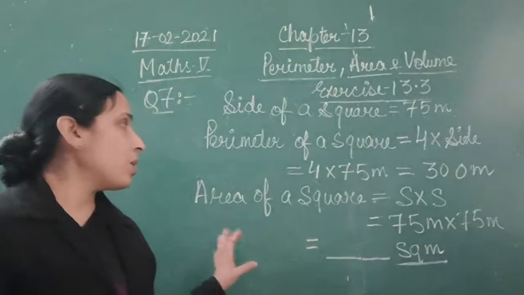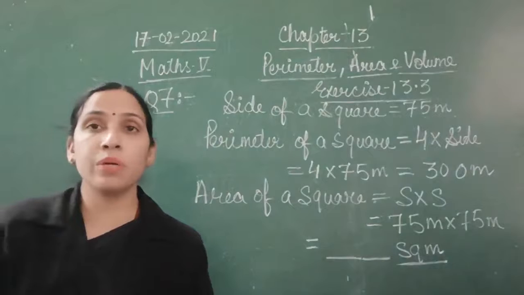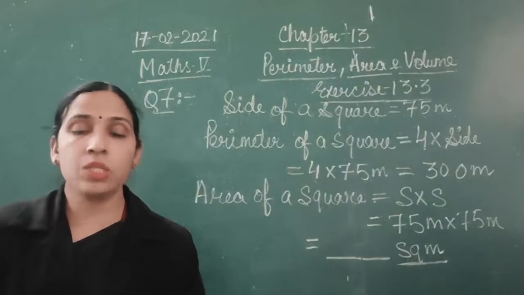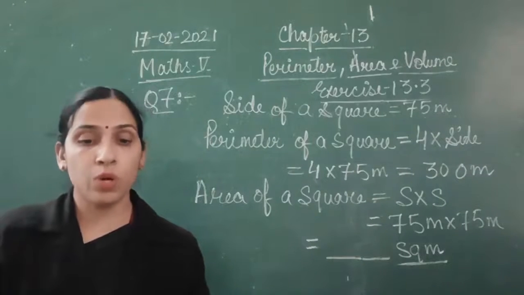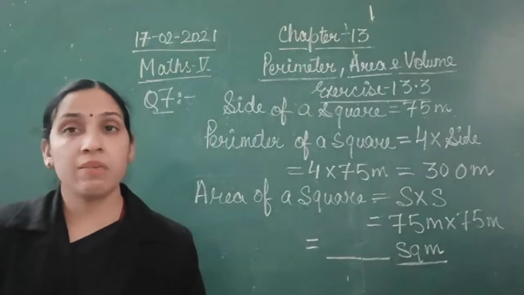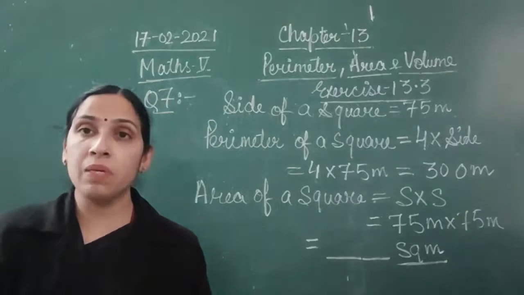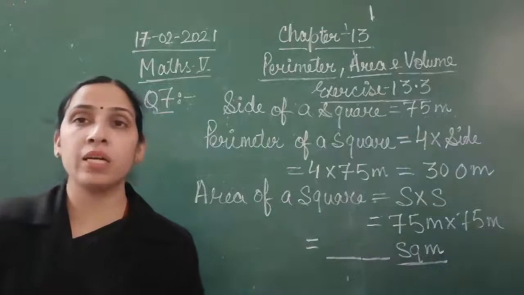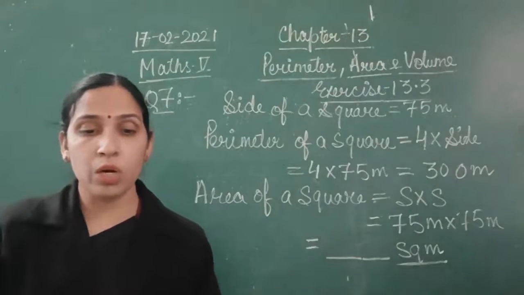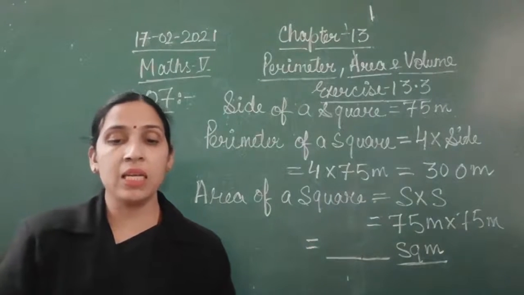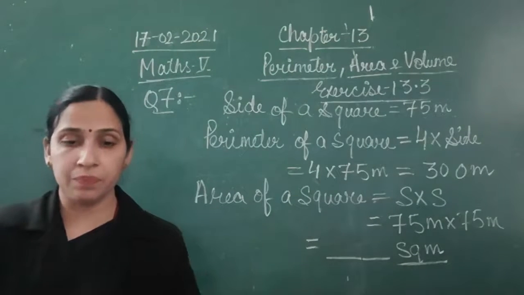And this is your question number 7 of exercise 13.3. I'll read out the question once again. In this question you have been given the side of a square field, that is 75 meter, and you are supposed to find its perimeter and area. Both the formulas you know, and easily you can find its perimeter and area.